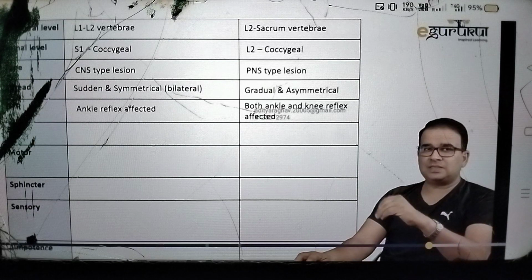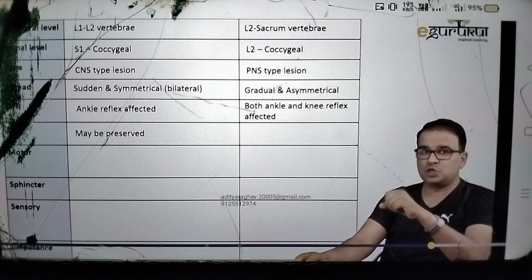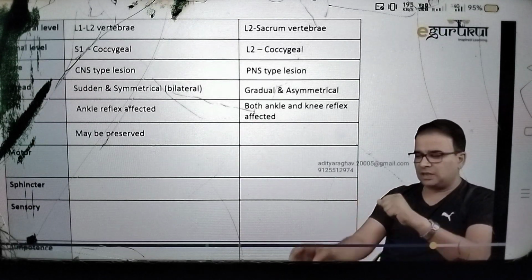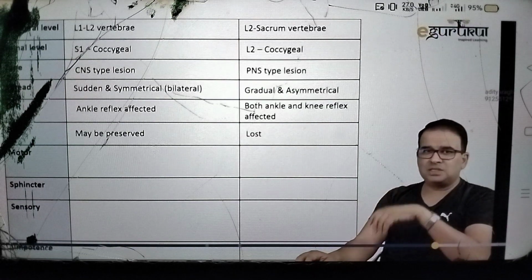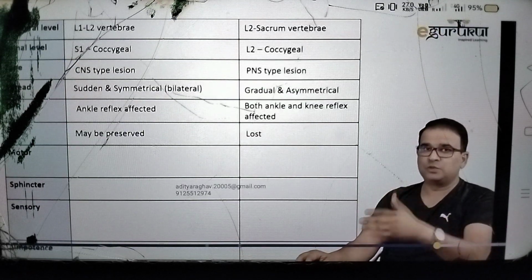Bulbocavernosus reflex, we discussed that as well. Bulbocavernosus reflex in case of conus medullaris syndrome may be preserved, and as I said, it could be a sign of the recovery of the spinal cord from spinal shock. And in cauda equina syndrome, it will be lost because the peripheral nerve is gone. There is no nerve to supply that respective muscle.